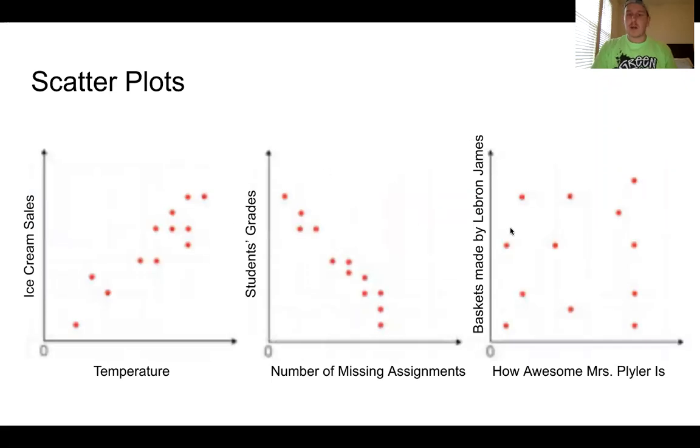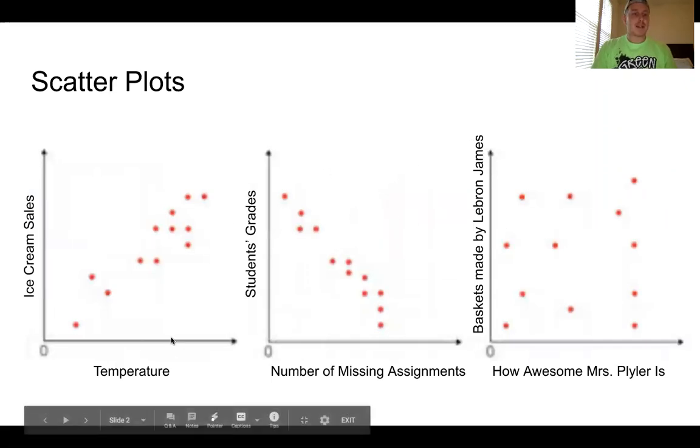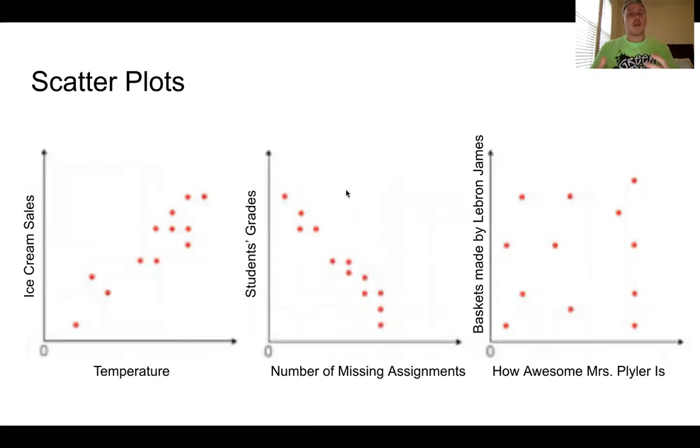So these are what scatter plots look like. They'll have an x-axis, a y-axis, they'll have a couple of dots over them, and then we can try to take a look at the correlations these dots have, okay? So let's take a look at this first graph on the left. We can see as the temperature is increasing, the ice cream sales are increasing as well. That's something we would call an upward trend.